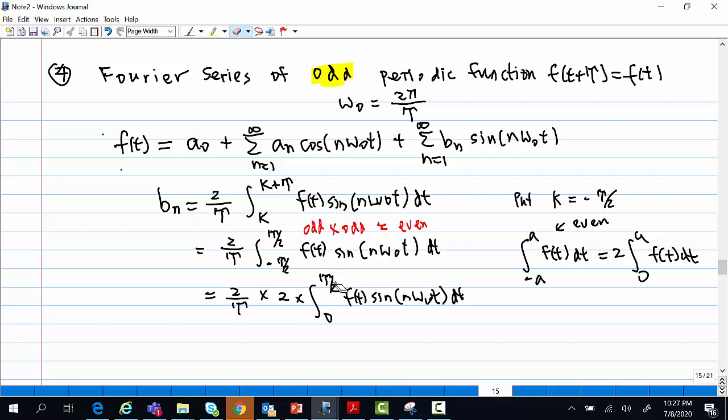That's how eventually you get 4 over T integral from 0 to T over 2 of f(t) sine n omega 0 t dt.